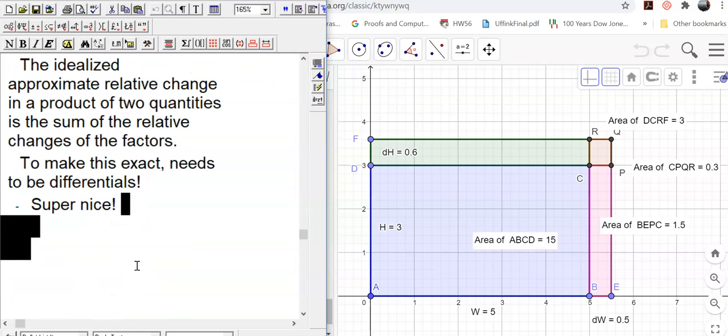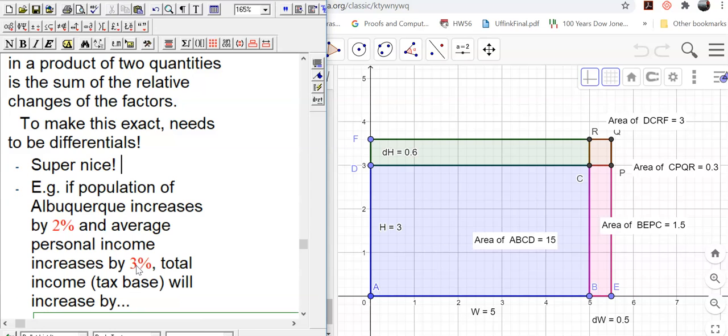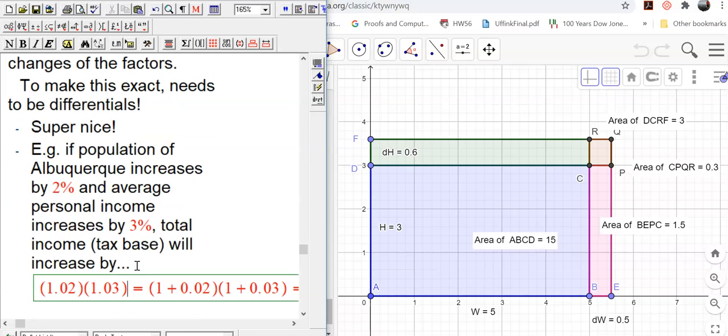So let me show you a numerical example, something that doesn't have to do with rectangles. Something that I think people find fairly plausible. Suppose I'm looking at an economics example. The population of Albuquerque increases by 2% over some amount of time. And we could talk about that time and put in dTs and all that. We don't have to. And then let's suppose on average, the personal income of every person increases by 3%. To be really, really simplistic, suppose everybody has the same income. And in this time, everybody got 3% richer. And there were 2% more people from birth or immigration or something like that.